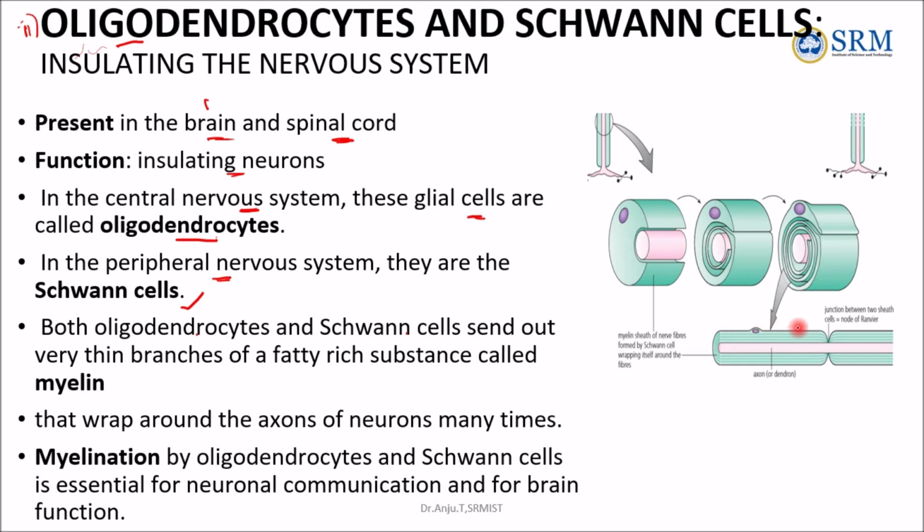If it is not properly sealed, that is, not properly insulated, then it leads to a disease condition. If it is not properly insulated, there will be leaking of the information. So the information will not be properly transmitted from one cell to another. Therefore, it is very essential for neuronal communication and for brain functioning.